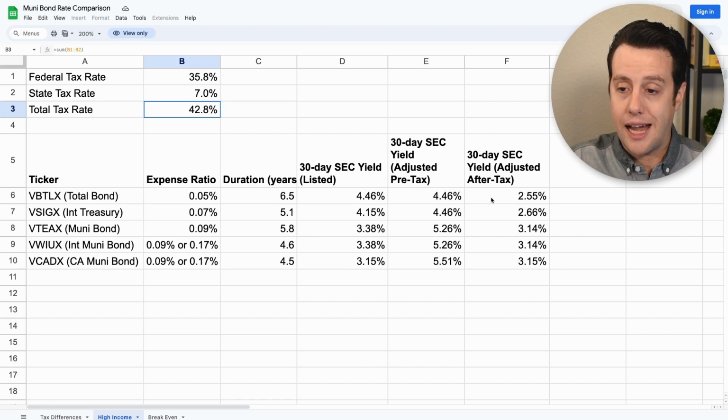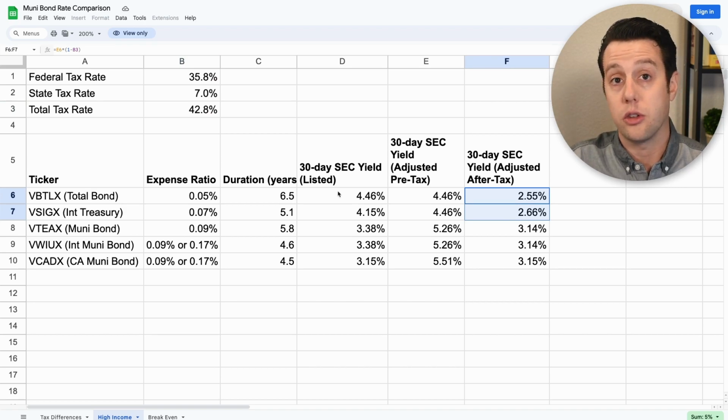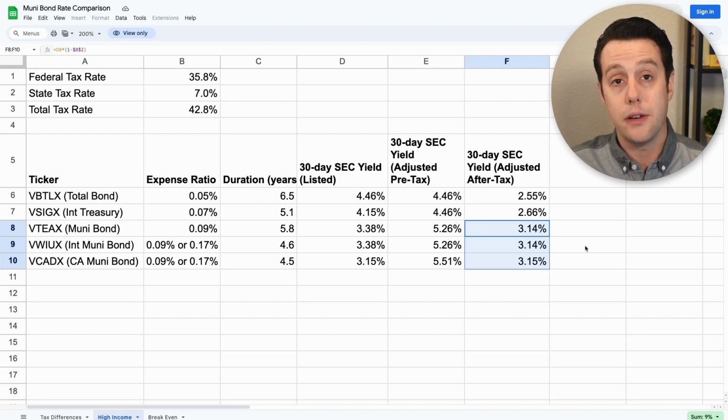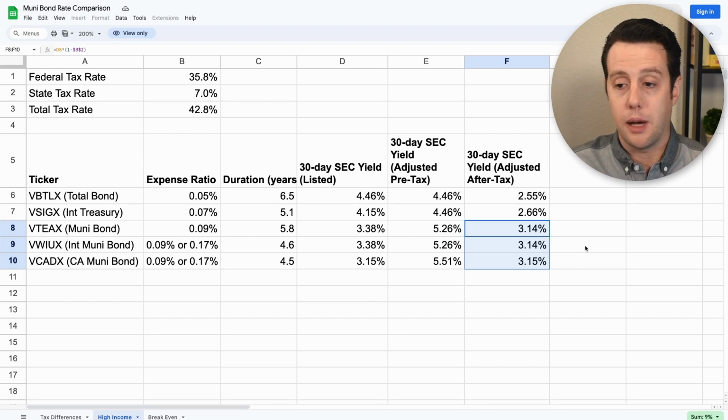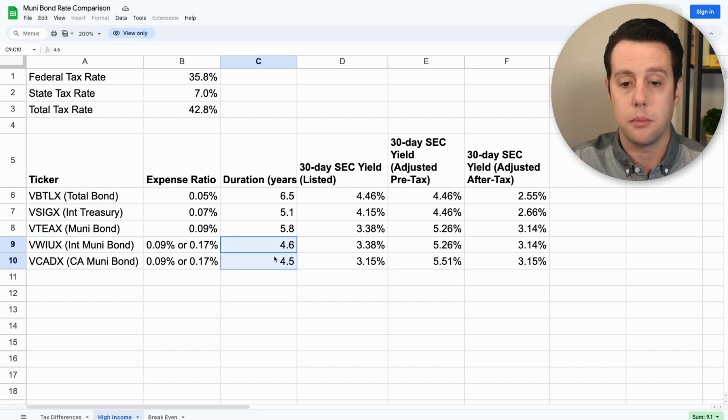You can see that after all the taxes are paid, in the more traditional total bond market or just an intermediate treasury index, they're getting about 2.55% to 2.66%, which isn't that great when you compare it to the municipal bond funds. You might be able to get a bit of an extra yield using municipal bonds if you're this investor. So that looks like it's about an extra 0.5%, maybe 0.6% compared to the total bond index. Some of these actually have lower duration, so you might be able to mitigate some of the duration risk with that as well.